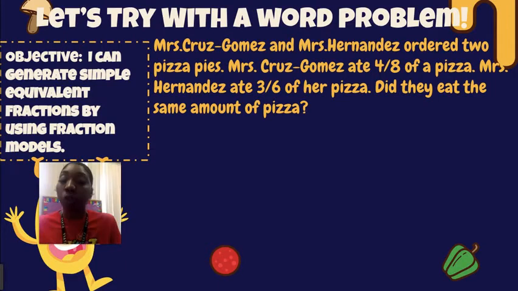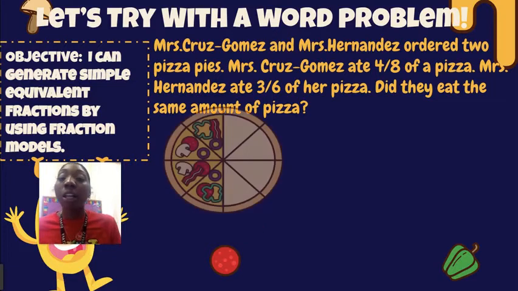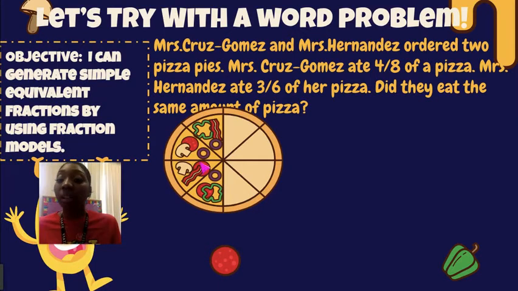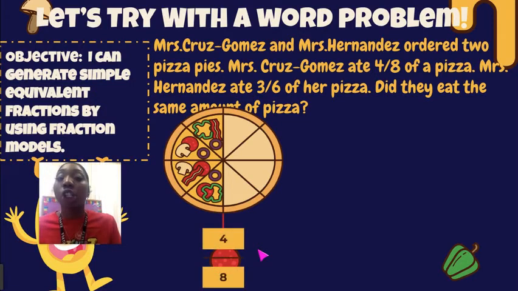First I'm going to draw, well, I know it's Mrs. Cruz Gomez and Mrs. Hernandez, and they both ordered pizza. So I know I'm going to draw these 2 pizzas. Let's first start with Mrs. Cruz Gomez. First I'm going to draw a pizza, and I'm going to cut it into 8 slices. I'm going to have 8 parts because I know she ate 4/8 of a pizza. So let's check to make sure there's 4/8. There's 1, 2, 3, 4, 5, 6, 7, 8 parts of this pizza. And if we notice, 4 of them are not there, right? Because she ate 4/8. So Mrs. Cruz Gomez ate 4/8 of her pizza.